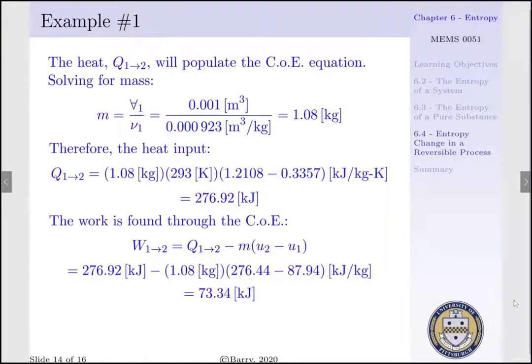Therefore, we can go back to our conservation of energy equation and solve for work. Our work going from state 1 to state 2 is equal to our heat supplied minus our mass times the change of our specific internal energy. That is, work going from state 1 to state 2 is equal to 276.92 kilojoules, i.e. our heat supplied going from state 1 to state 2, less our mass, which is 1.08 kilograms, times our specific internal energy at state 2, which was 276.44, less our specific internal energy at state 1, which was 87.94 kilojoule per kg. And thus the work done in this process is 73.34 kilojoules.